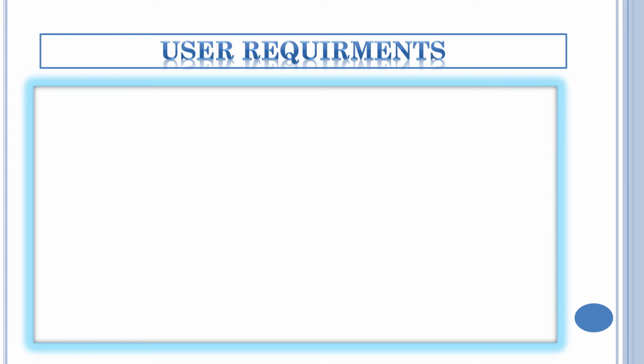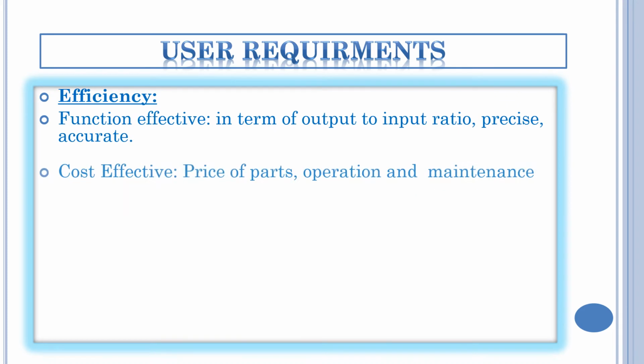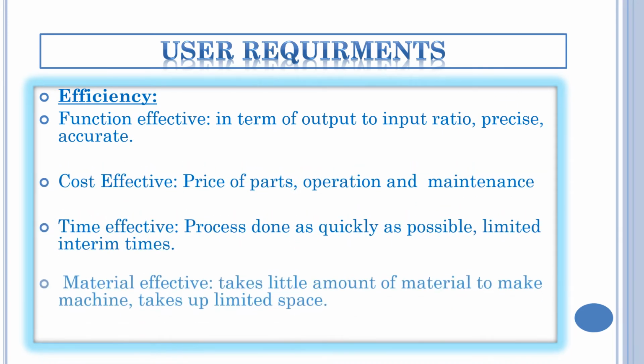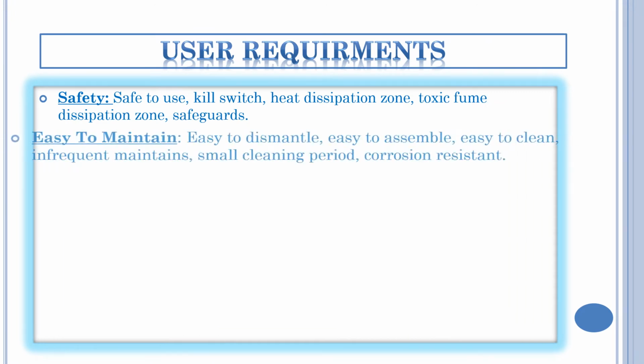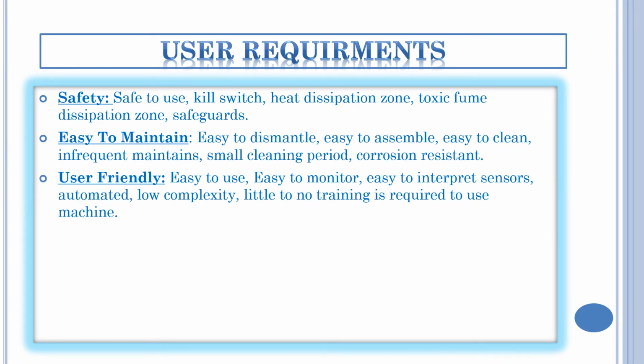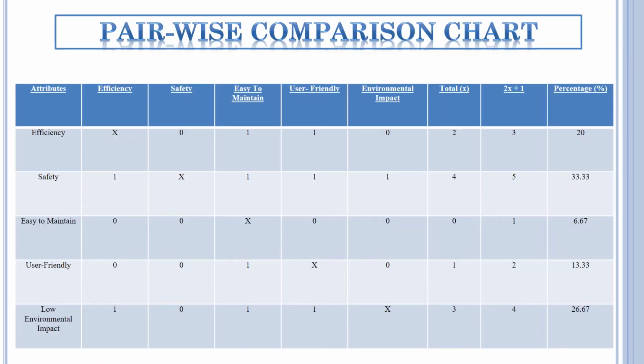As a team, we came up with user requirements and categorized them into design attributes. These attributes include efficiency, in terms of being functionally effective, cost effective, time effective, and material effective. We also considered safety, maintenance, user friendliness, and environmental impact. Next, we look at the pairwise comparison chart.